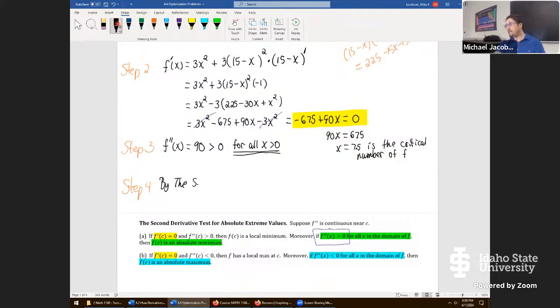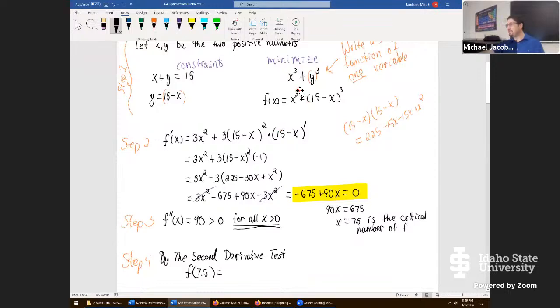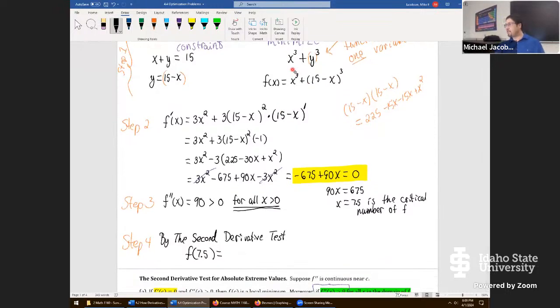By the second derivative test, f evaluated at this right here, the critical number, 7.5, which is now equal to, well, it's going to be our absolute minimum, but we now need to find the original function f. Where was it? It was right up here. So that'll be 7.5 cubed plus 15 minus 7.5 is 7.5.